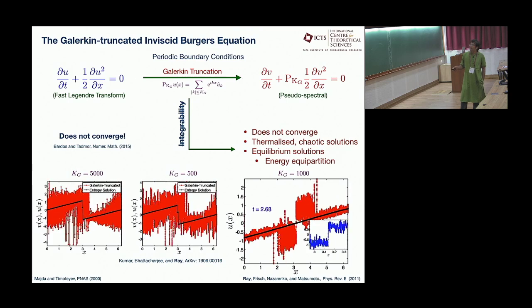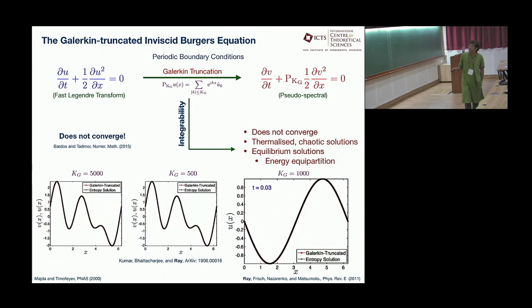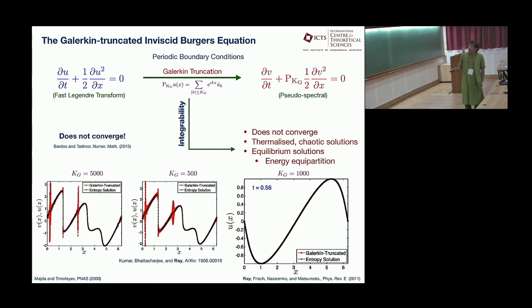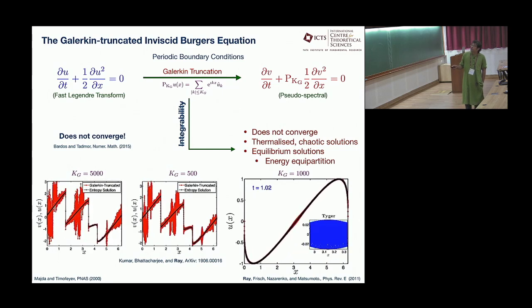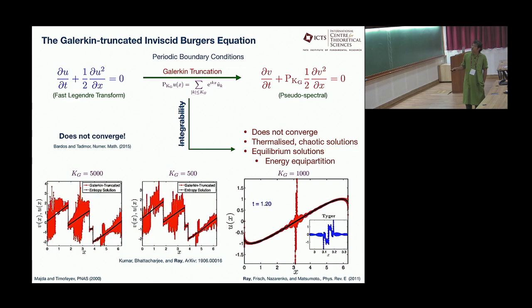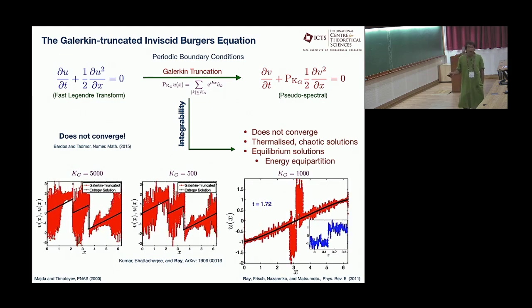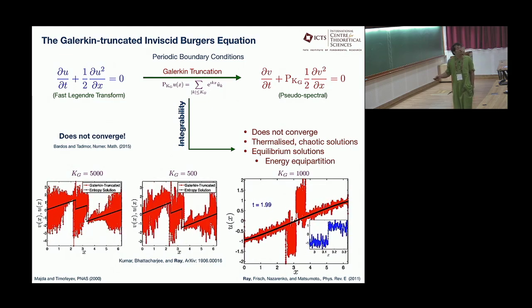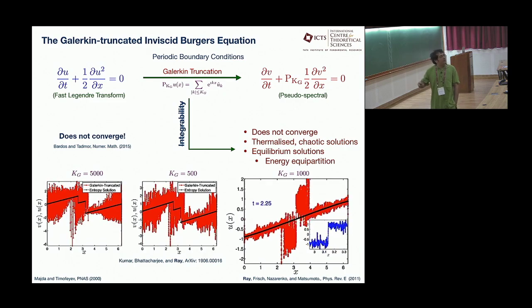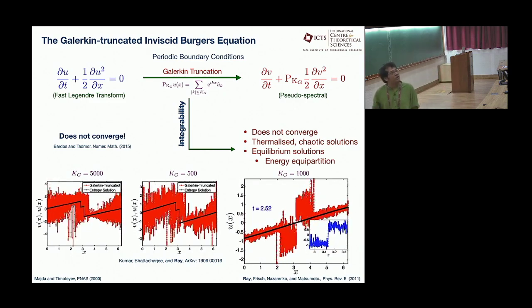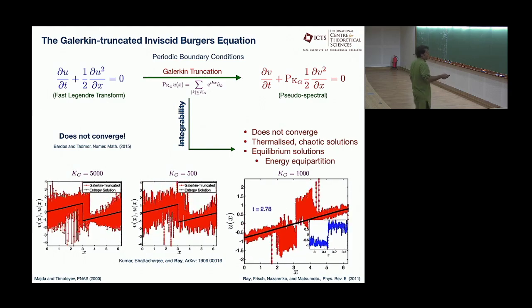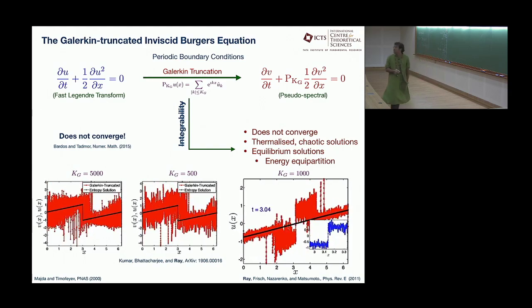So what I showed in the movies, maybe we can start it again, is both in black the solution to this equation, and in red the solution to this equation. You see the black has the familiar shock solutions, whereas the red ones, in a very short time, seem to thermalize and show chaotic solutions, which leads to, and in a bit we'll see what the consequence of this is.